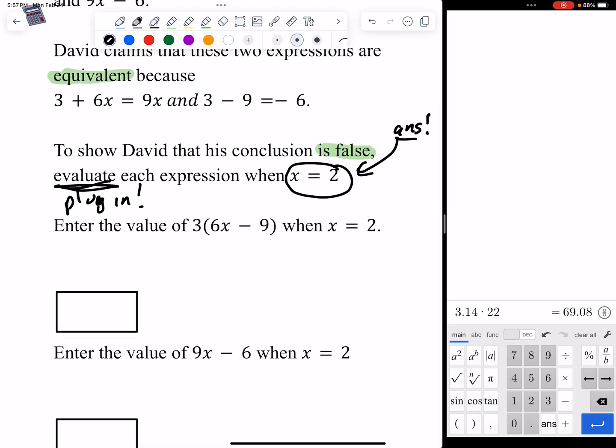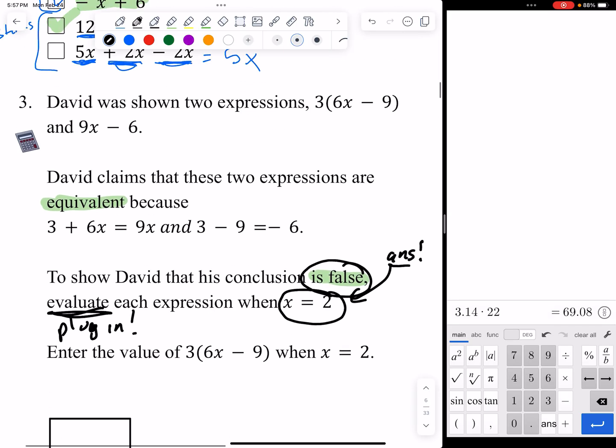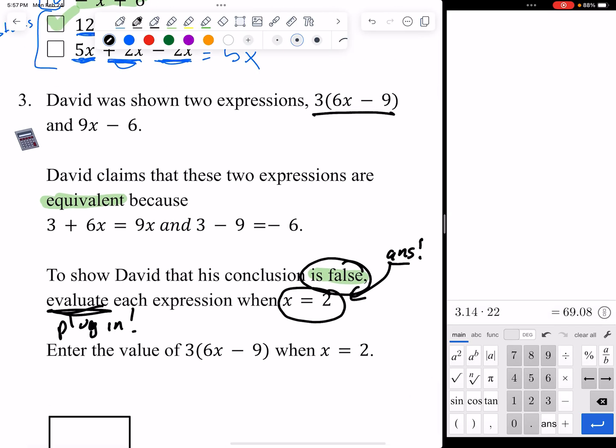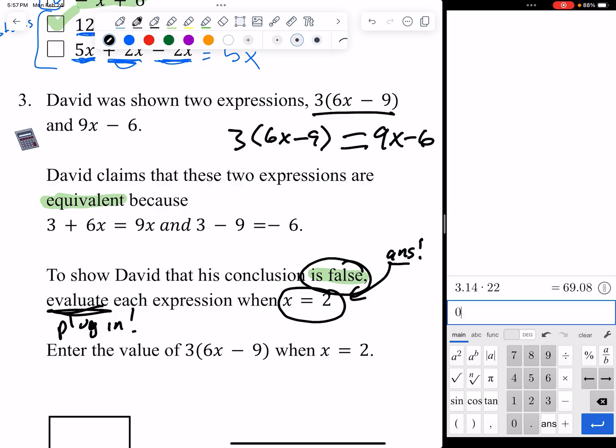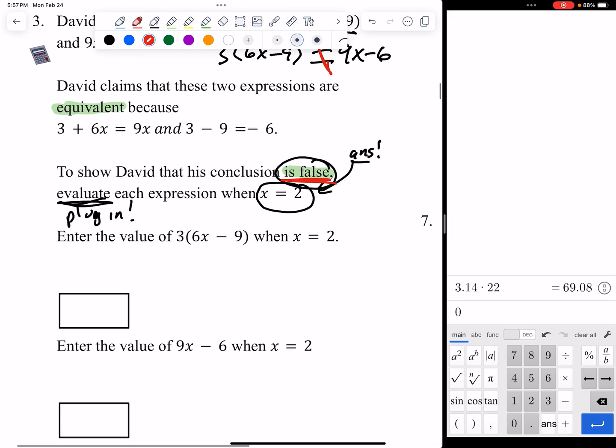And in this case, yeah, they just want me to plug it in to prove them wrong. I'm a little confused. Like I said earlier, what is David thinking? I don't know. Okay, let me see if I can make sense of it. I just know that David is wrong. How do we prove it? Because David said that this, 3 parentheses 6x minus 9, is equal to 9x minus 6. And what this thing is telling us is that it is false. That is wrong. They are not the same. That's why I'm going to put a slash through it. That is not true. So how do I figure it out?